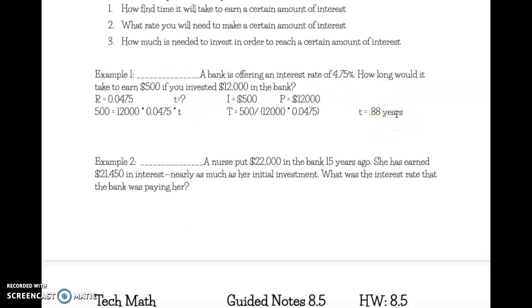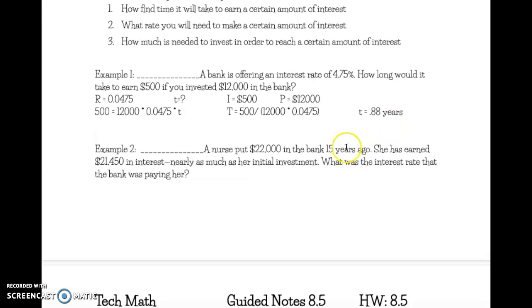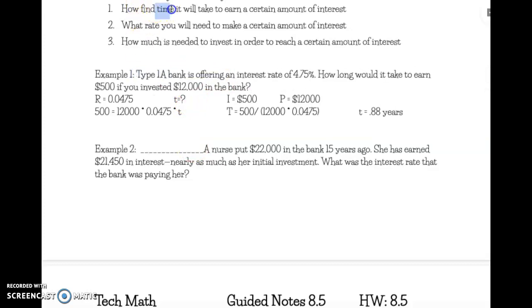0.88 of a year, if I put it in and say 0.88 times 12, it's approximately 10.5 months. So I could approximate if I wanted to. Since we were solving for time, this is going to be type 1. I guess I didn't word that very well earlier, but this is type 1 because we are looking for how much time it takes.